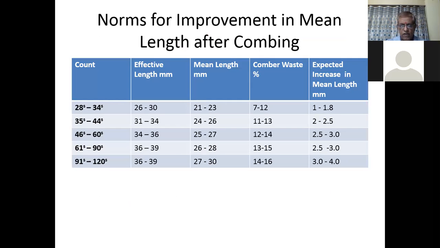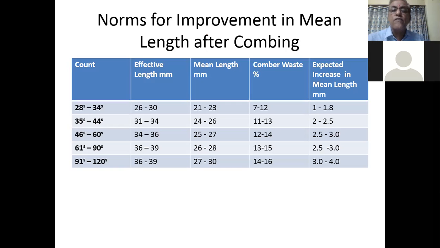Now we will study the norms for improvement in mean length after combing. In this table, the different count groups for which we are doing combing are shown. Combing can be done for different count groups starting from 28 to 34, then up to 44, up to 60s, 90s, and 120s count. We are using different types of cotton for every count group, and effective length is ranging from 26 to 30 mm to 34 mm, 36 mm, and up to 39 mm.